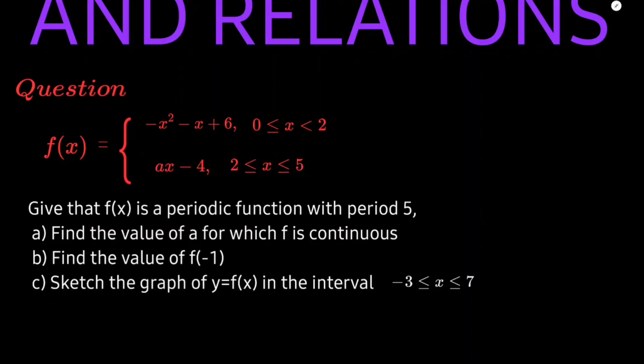We have been given that f of x is a periodic function with period 5. A says find the value of a for which f is continuous. B says find the value of f of minus 1, and C says sketch the graph of y equals f of x in the interval x greater than or equal to minus 3 and x less than or equal to 7.